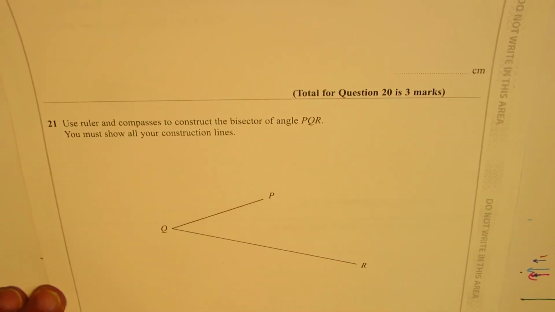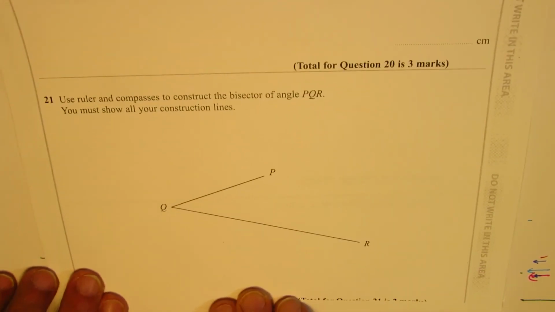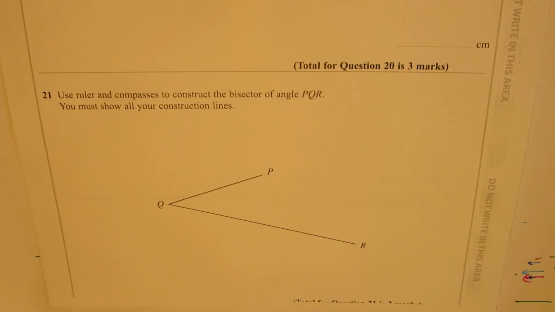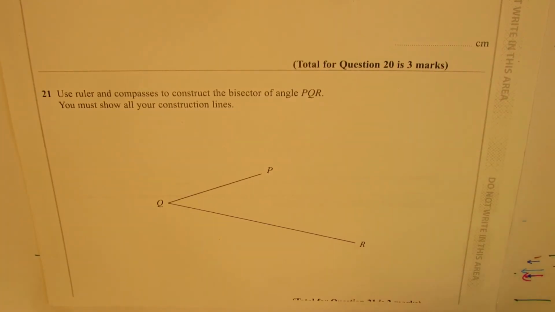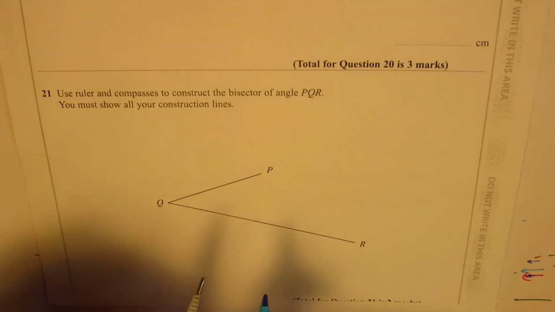Question number 21 is to use ruler and compass to construct the bisector of angle PQR. You must show all your construction lines. So let's do it. Now to bisect an angle, we need to have a compass as shown here. So I'll show you the whole work here.